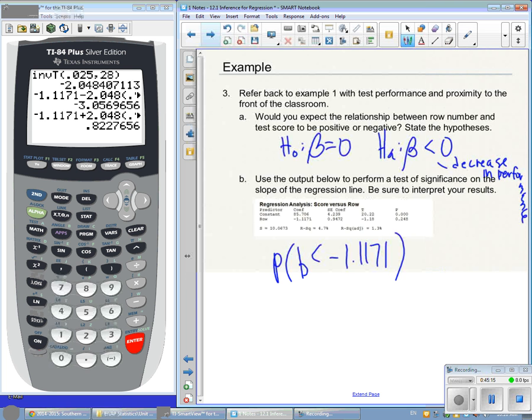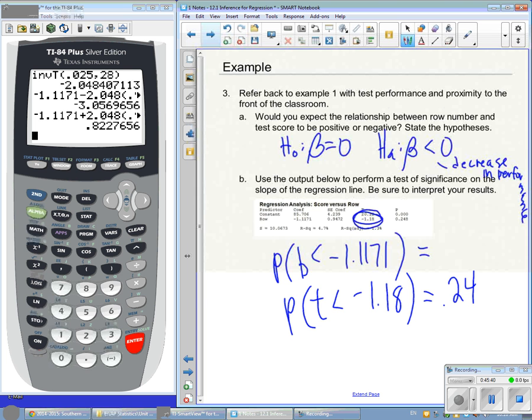Okay? Then what do I need to do when I'm doing a test of significance? What's the next step with my probability statement? Standardize it. And do we know the value of t? We do. The t value is going to be less than negative 1.18? And then we're told the p-value is 0.24. Okay, so all the information you need is right there.